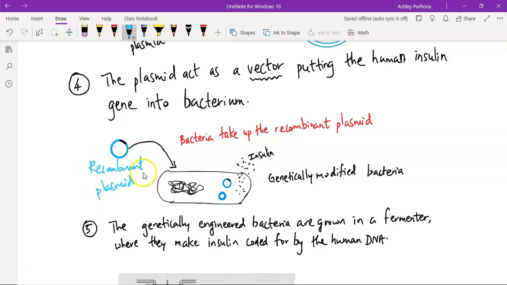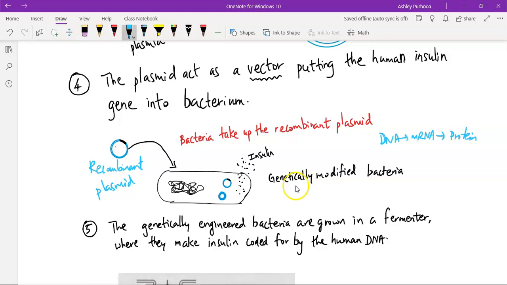Just like this. It's not magic. It's science. Once the bacteria gets that recombinant plasmid, it is going to use its protein producing components, organelles like ribosomes, and ultimately once the recombinant plasmid is there, human insulin will be secreted. Remember, DNA gives mRNA gives protein. So if you have the gene for insulin, the bacteria is going to transcribe and translate the insulin gene, and human insulin is made. Fantastic. So this is a genetically modified bacteria.